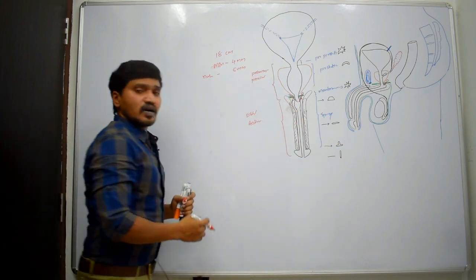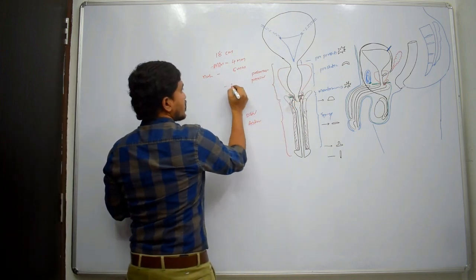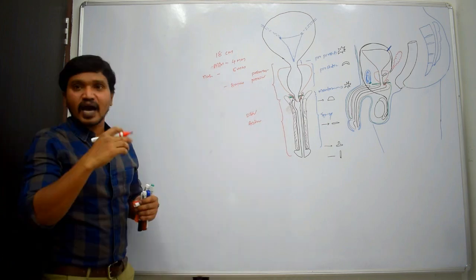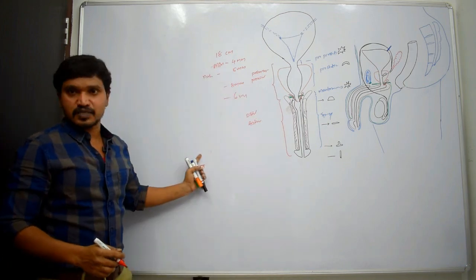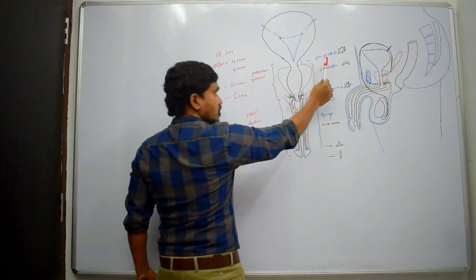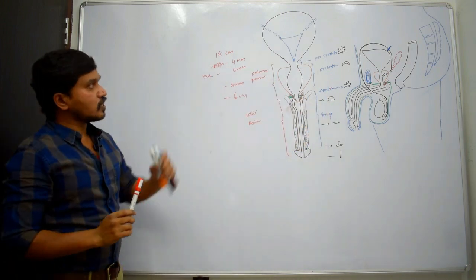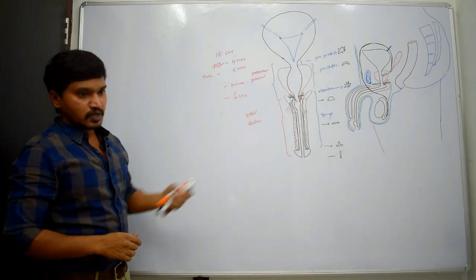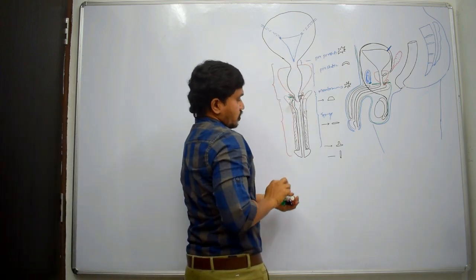Then if you take the maximum diameter, here at the prostatic urethra, it is around 8 millimeters. Average diameter is around 6 millimeters. These are the measurements. Now we will discuss one by one: pre-prostatic urethra, prostatic urethra, membranous urethra, spongy urethra. First we will take prostatic urethra. Before that, let me remove this. Now I am taking pre-prostatic urethra.